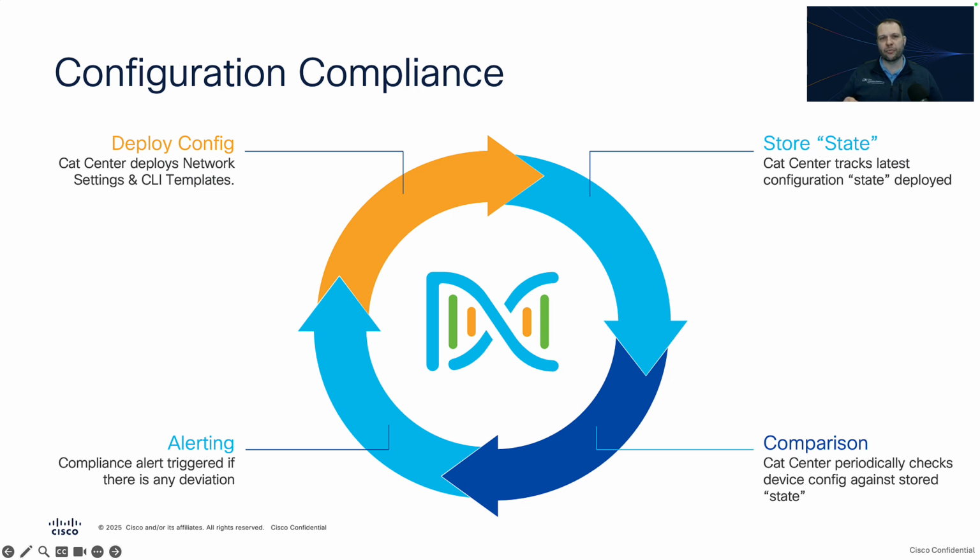Next, as each configuration is generated and deployed to a device, Catalyst Center will store the configuration state of that device in a database. So it has a running log of all the changes that were made to the device's configuration. Now, periodically, and in the default case that's once every 24 hours, Catalyst Center will check each device's running configuration and compare it against the last stored state of that configuration to see if they match.